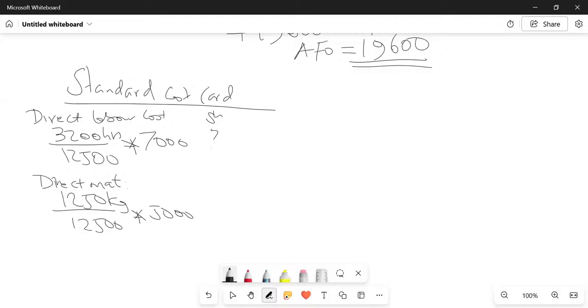Variable overheads, isn't it? So variable overhead, what are they giving us there? 3,200 hours. Divided by what here, somebody? 12,500. And per hour, what do we have there? 4,500. I don't need fixed cost here.